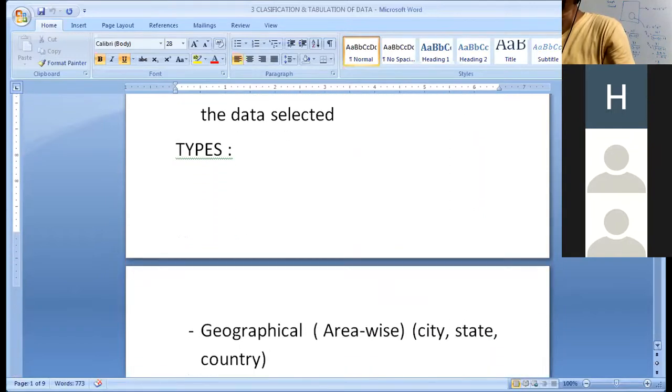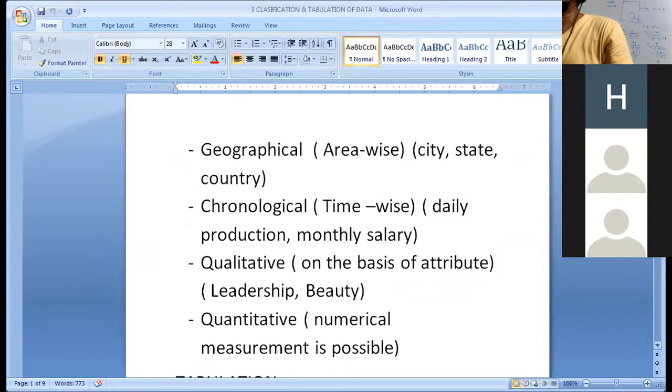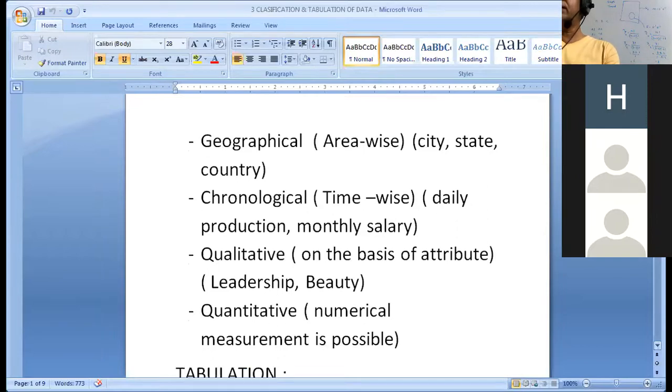Now, which are the various types of classification? We have geographical, chronological, qualitative, and quantitative. The geographical is area-wise: city, state, country. We classify the data city-wise, state-wise, etc. Chronological is on the basis of time, so daily production, monthly salary. Then qualitative is on the basis of attributes: leadership, ability, beauty. Quantitative data is when numerical measurement is possible.